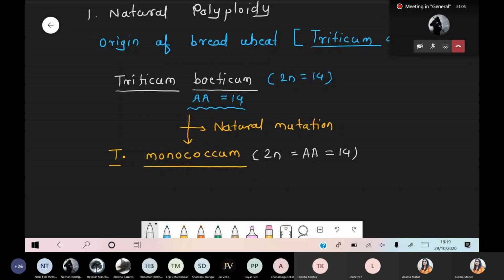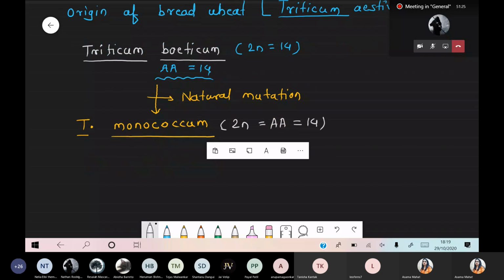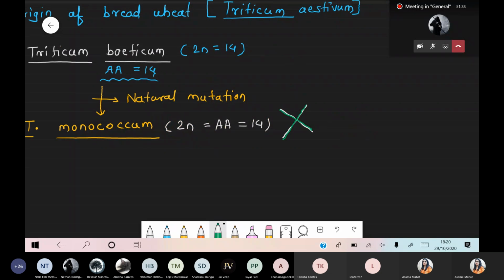Now what happened? Eventually, naturally, this Triticum monococcum crossed with some grass species. It happened naturally. Because wheat is also a monocot as well as the grass is also a monocot. So it naturally happened. Accidentally it is happening. So now, this Triticum monococcum naturally hybridized with the grass species. So I'm giving the sign for the cross. Cross means what? Hybridization. Remember this point. Everything happened naturally, nothing is induced, because we are talking about natural polyploidy.